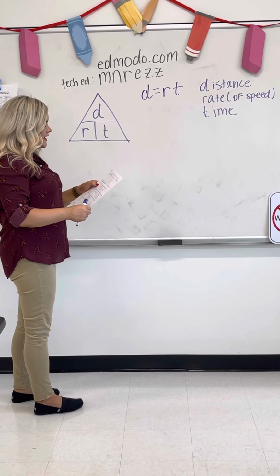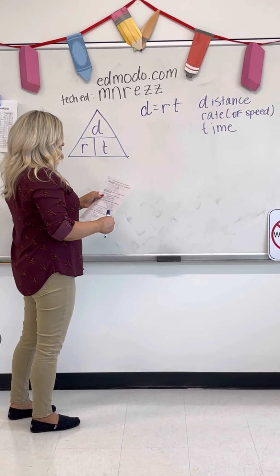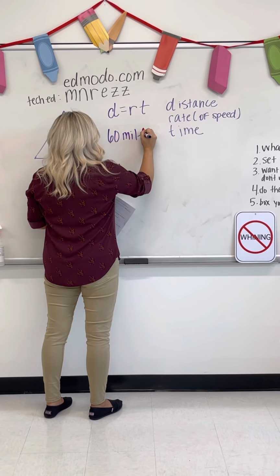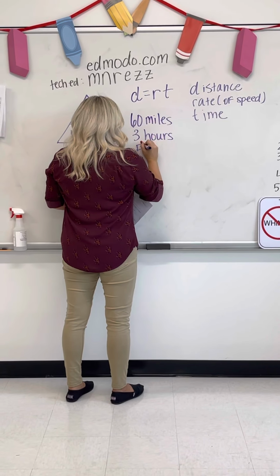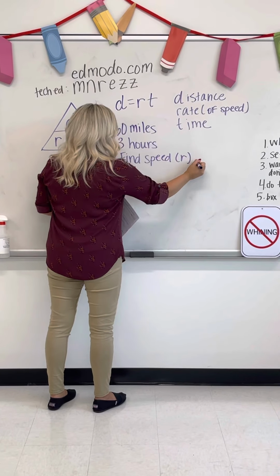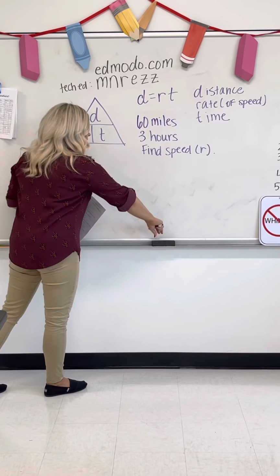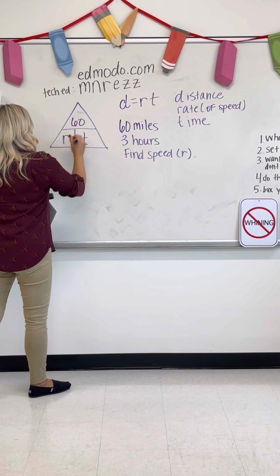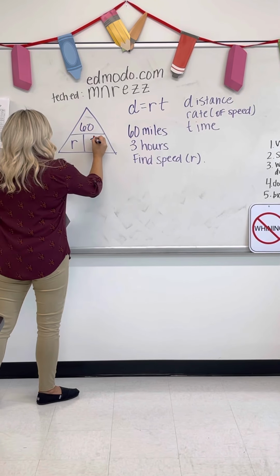So the first problem says that a boat can go 60 miles in 3 hours. Find the speed of the boat. So we know that we have the boat going 60 miles in 3 hours, and we want to find speed, which is R. So we're going to plug in the miles where they go. Miles is a measurement of distance, so miles will go where the D went. And then hours is a measurement of time, so that's going to go where the T goes.